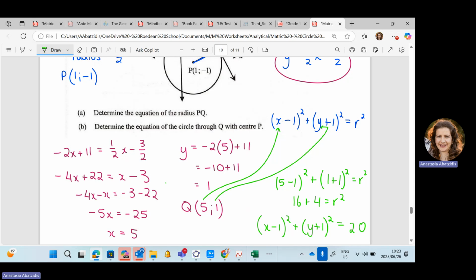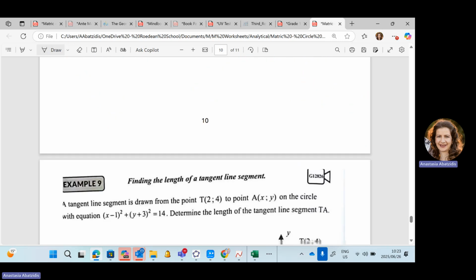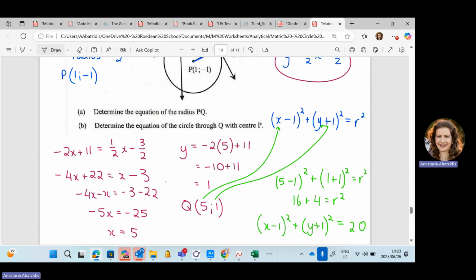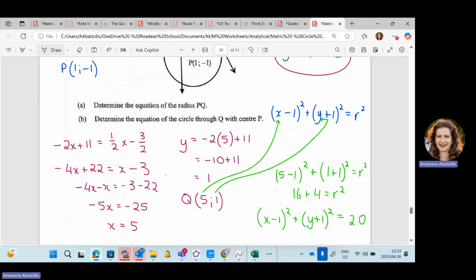All right. Are we good? Questions? Okay. Next type of tangent question is, what were you asked? Determine the equation of the circle. That's perfectly fine. You can leave it like that. You don't have to. We don't have time.